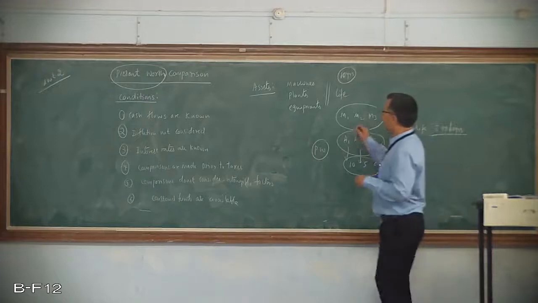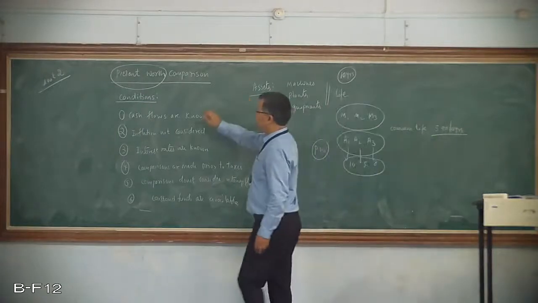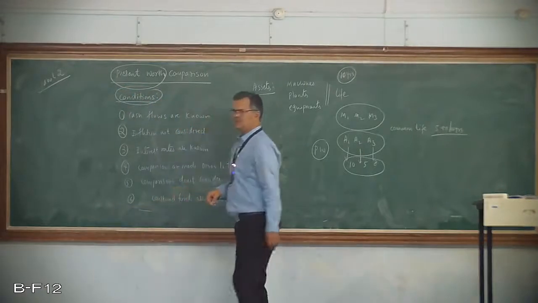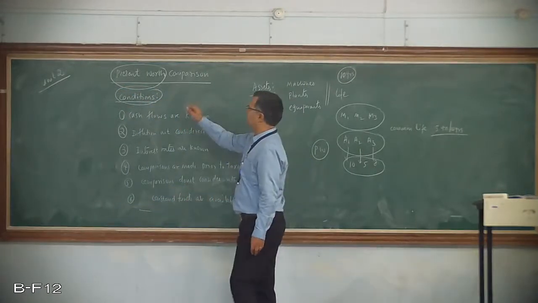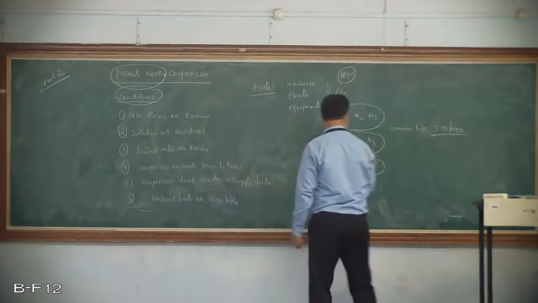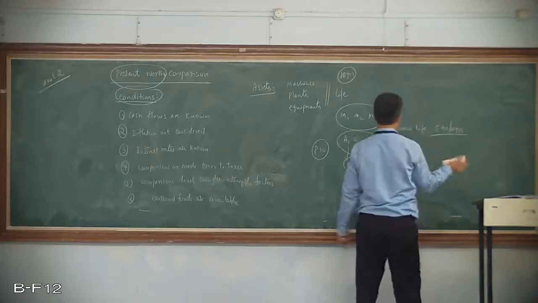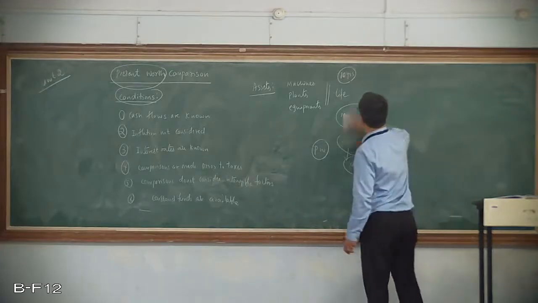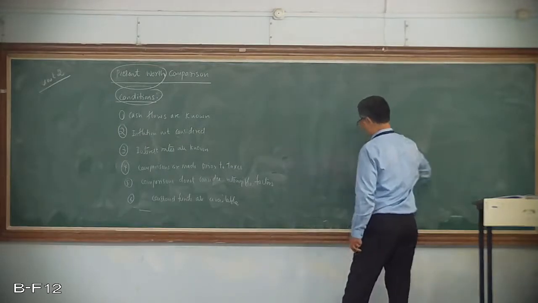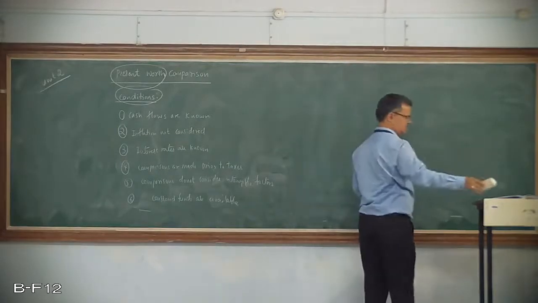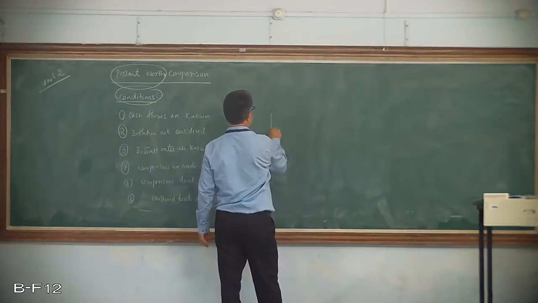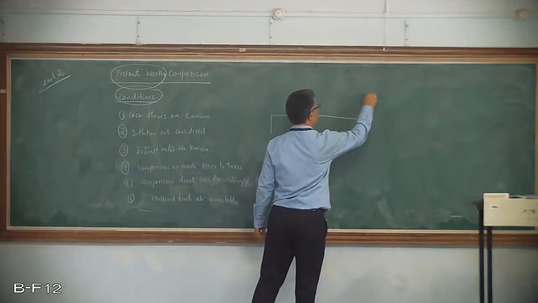So for this comparison of assets, there are some conditions. We have to assume there are conditions for comparing the assets and comparing the present worth. So one is that the cash flows are known. I'll write here the cash flow diagram. So, for example, I'm going to write one now. Cash flow diagram.